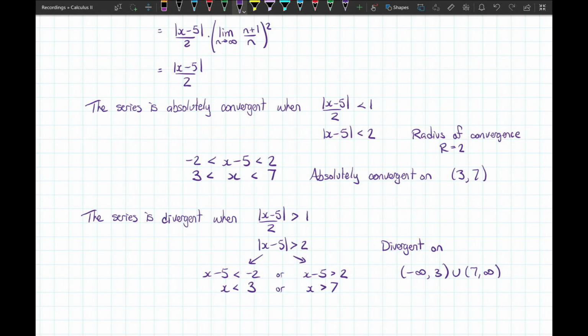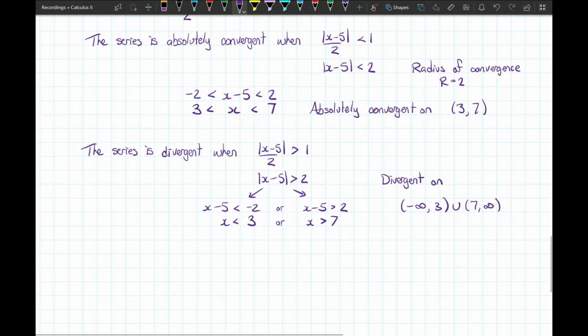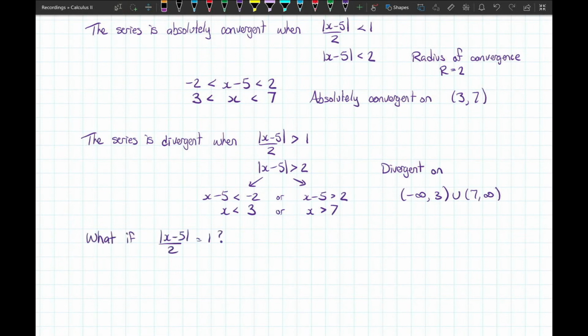But what about when we have x equal to 3 or x equal to 7? In those cases, that gives us this ratio equal to 1. And that is the one case where the ratio test is inconclusive. If that ratio, the absolute value of x minus 5 all over 2, equals 1, solving the equation for x, we have the absolute value of x minus 5 equal to 2, and that gives us x minus 5 equal to negative 2 or x minus 5 equal to positive 2. Once again, those are the endpoints of our interval of convergence, 3 to 7. The only two numbers left on the number line that we don't know if the series is convergent at, 3 and 7.